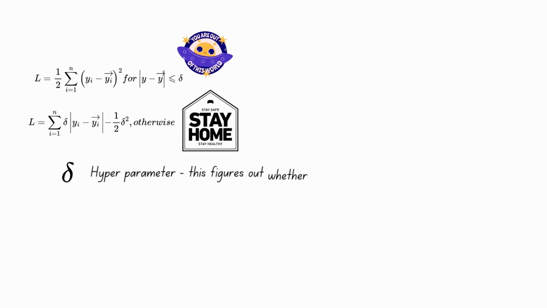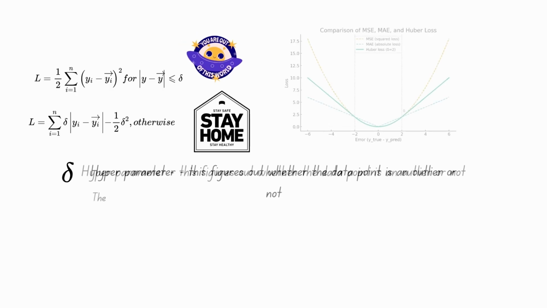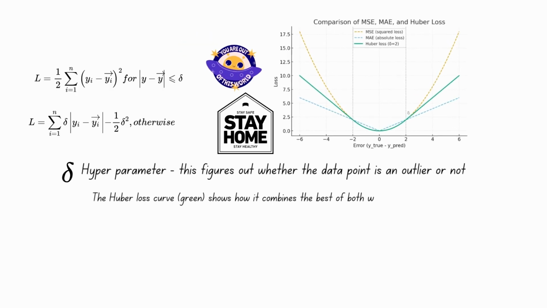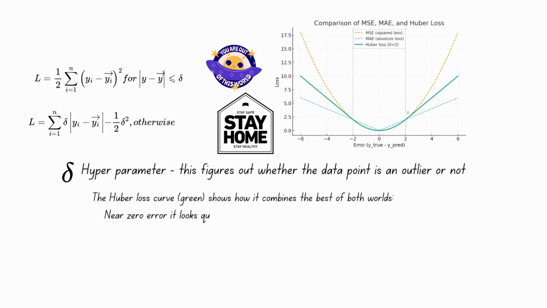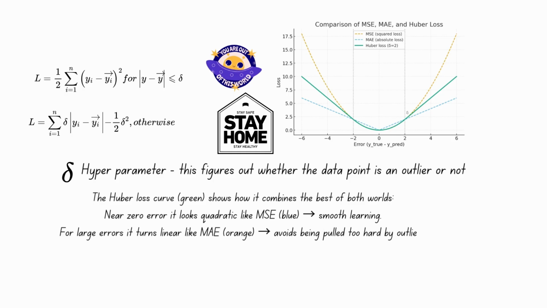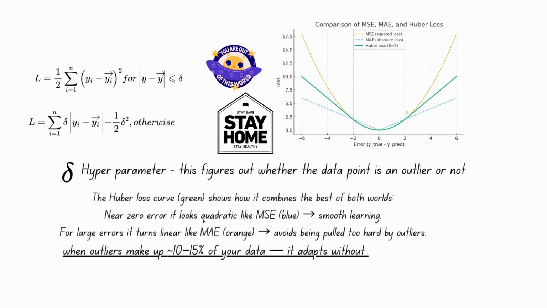Here, delta is the hyperparameter. This figures out whether the data point is an outlier or not. The Huber loss curve in green shows how it combines the best of both worlds. The blue line is the near zero error that looks quadratic. For large errors, it turns like MAE, avoiding being pulled too hard by outliers. When outliers make up 10 to 15% of your data, it adapts without letting them dominate.